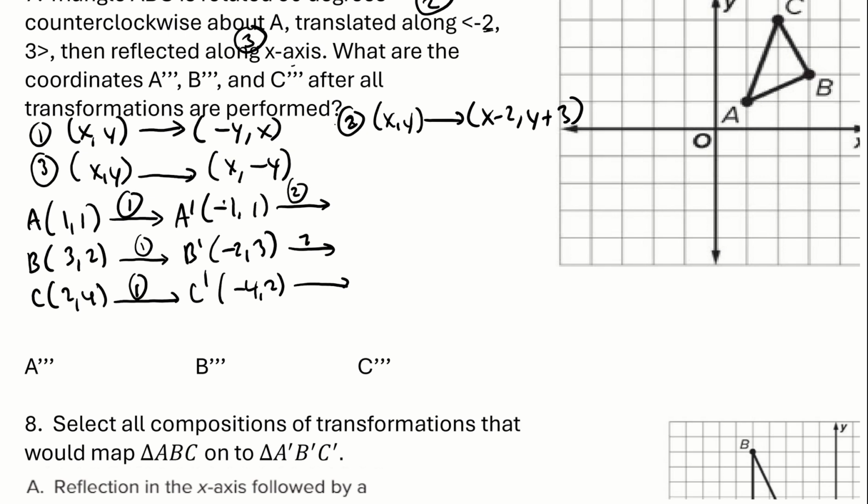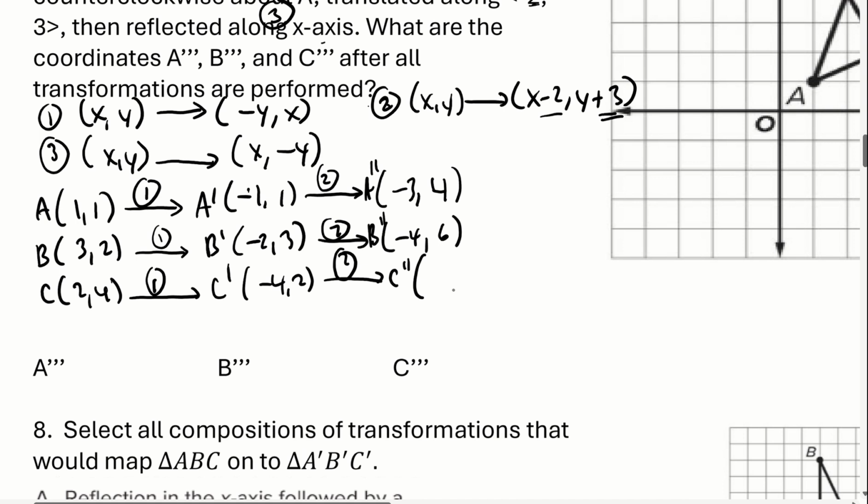All right, now I'm going to do the second transformation to both. So I'm going to subtract 2 and then add 3, right? So negative 1 minus 2 is negative 3. 1 plus 3 is 4. Negative 2 minus 2 is negative 4. 3 plus 3 is 6. That's going to be A double prime, B double prime, and we got C double prime. Negative 4 minus 2 is negative 6. 2 plus 3 is 5.